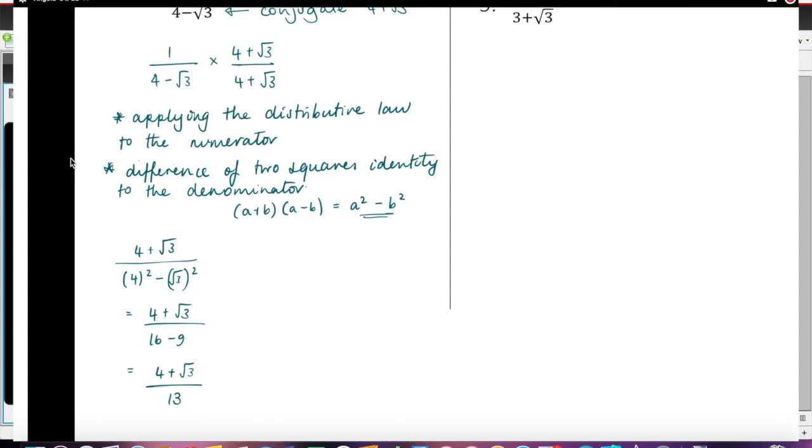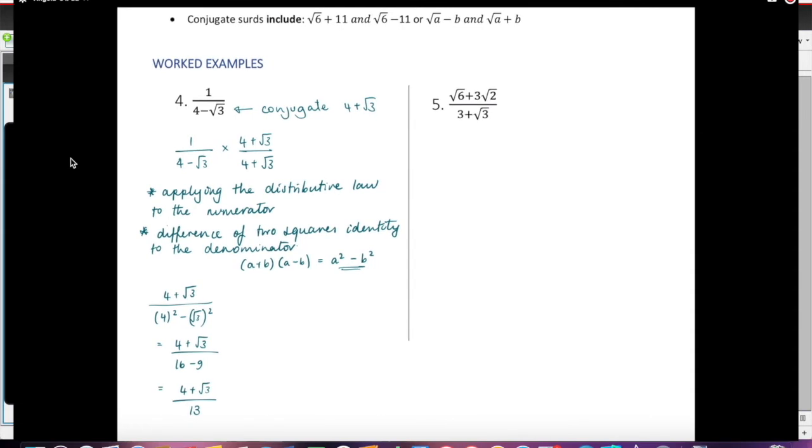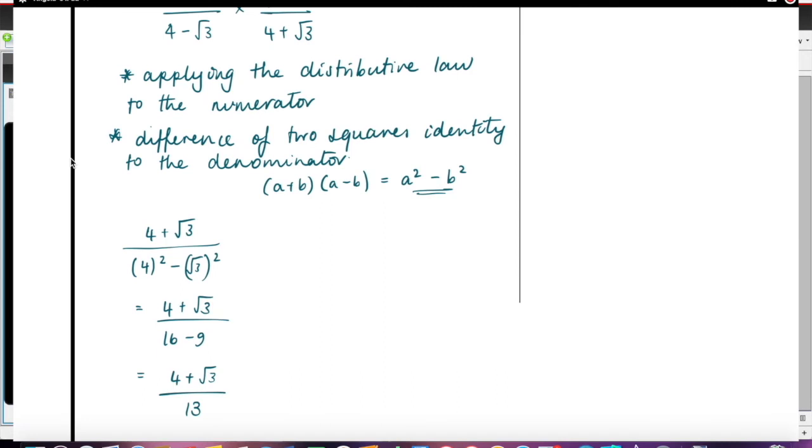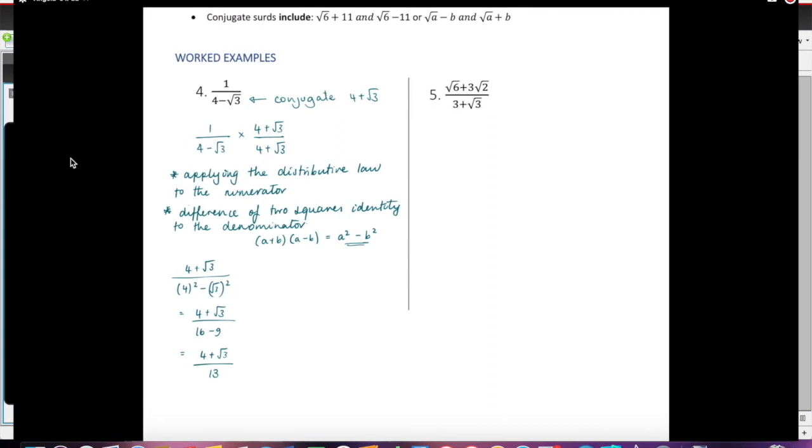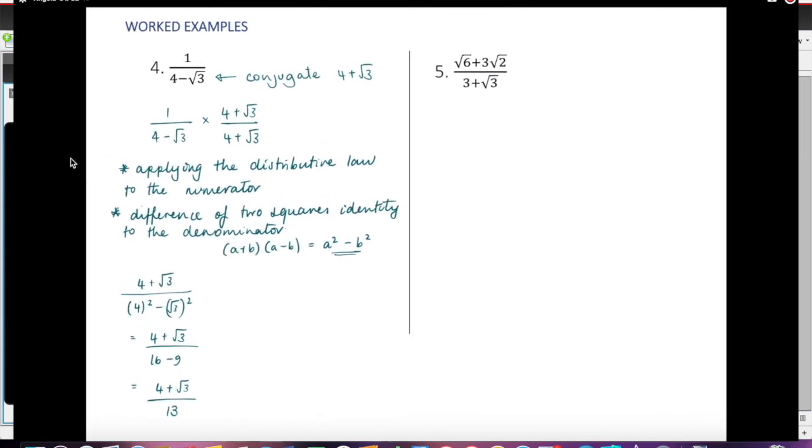So what you can see here is we have rationalized this surd, but instead of multiplying by the denominator itself, we've multiplied the original expression by its conjugate. You can see that the denominator has gone from being an irrational number to a rational one. Now if we move to the next example, I've written root 6 plus 3 root 2, all divided by 3 plus root 3. Again, the conjugate here is going to be 3 minus root 3.